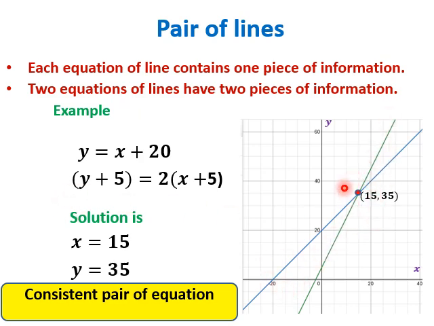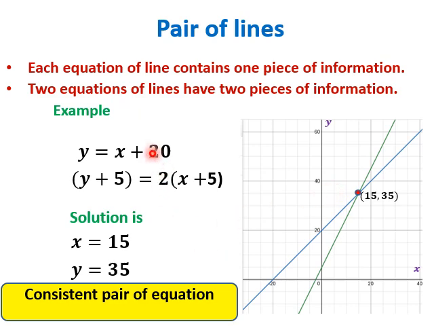The point of intersection here gives the solution for this equation. There are two equations and two unknowns, x and y. So we require two equations for that, and through the graphical method we have solved this. The point of intersection is the solution of the equation. What is the point of intersection? x is 15 here, we can go down and check, and y is 35 here.